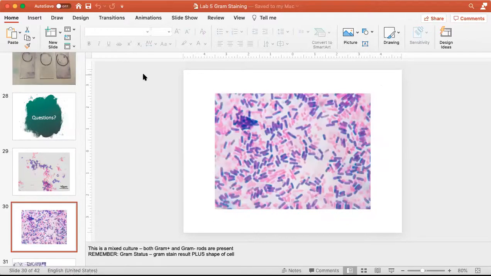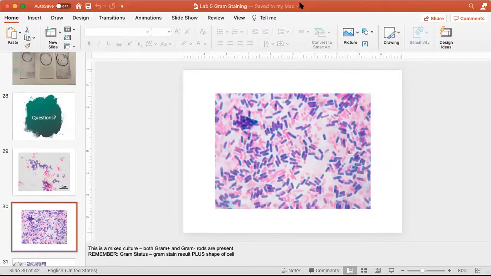All right, take a look at this slide. This is not a pure culture. There are two different organisms growing. So maybe this is a patient sample. I want you to tell me what you see. You can type it into chat, or you can unmute yourself and give it a try.